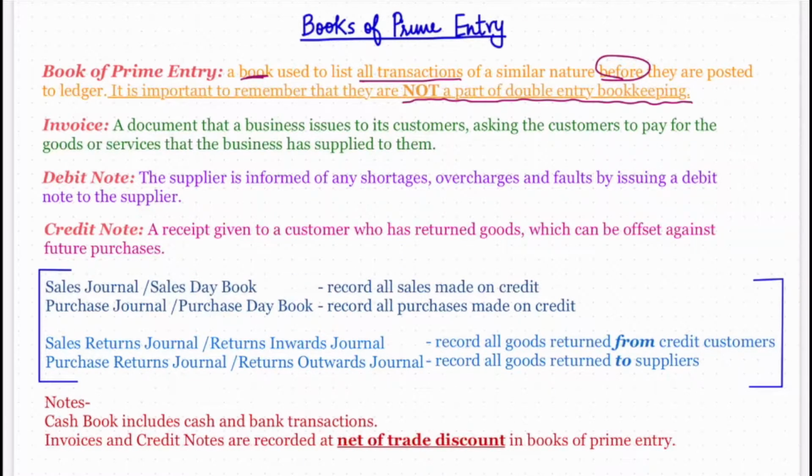Now, invoice. What is an invoice? It is a document that a business issues to its customers asking the customers to pay for the goods or service that the business has supplied to them. Invoice is basically nothing but a bill. Debit note. The supplier is informed of any shortages, overcharges, and faults by issuing a debit note to the supplier. A credit note is a receipt given to the customer who has returned goods, which can be offset against any future purchases.